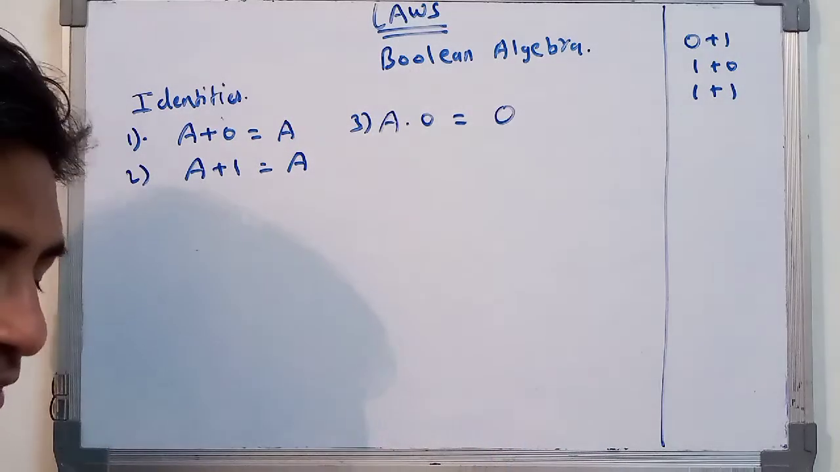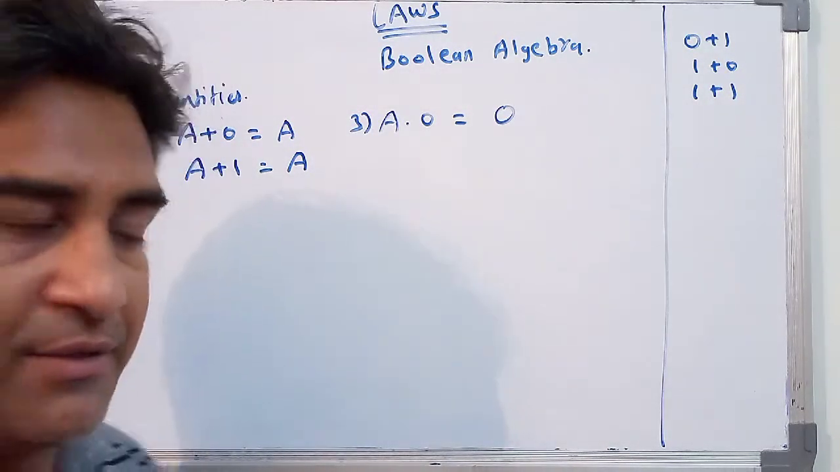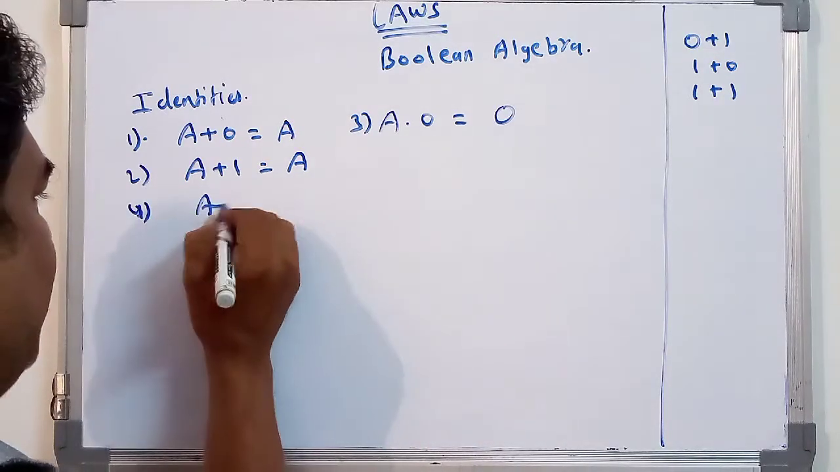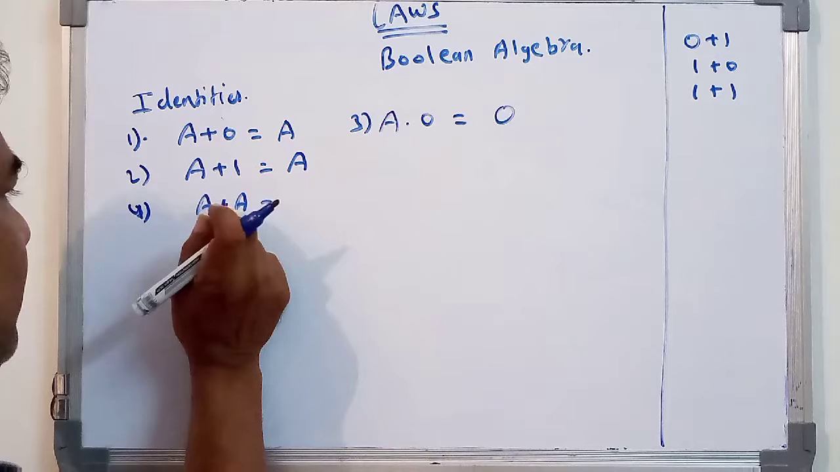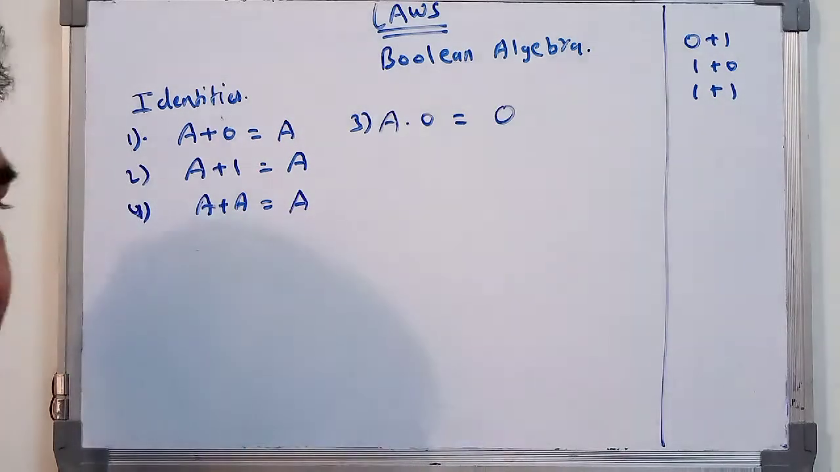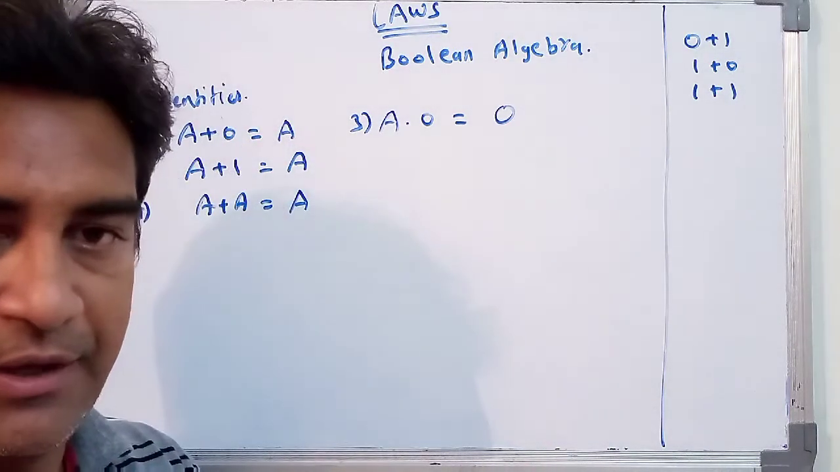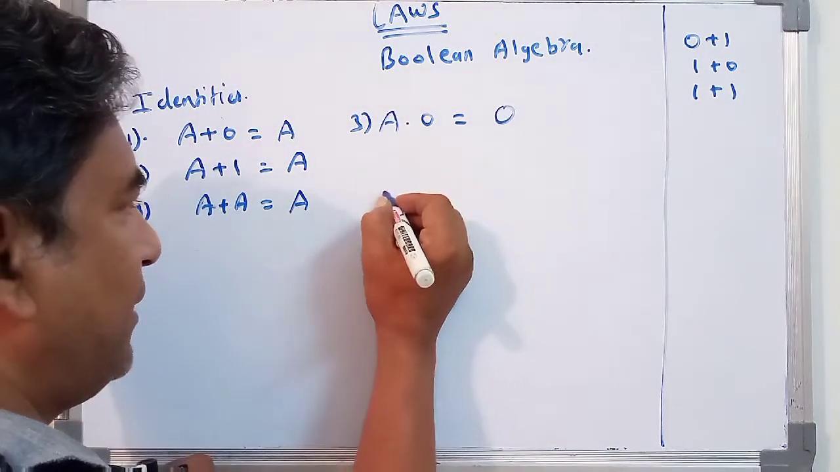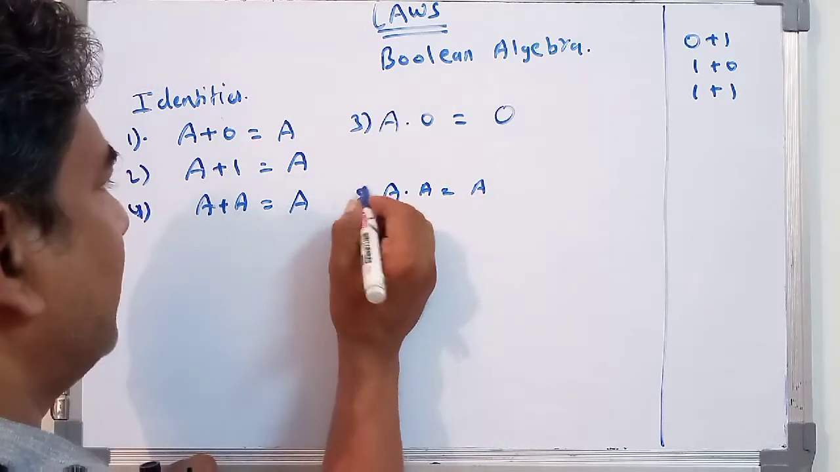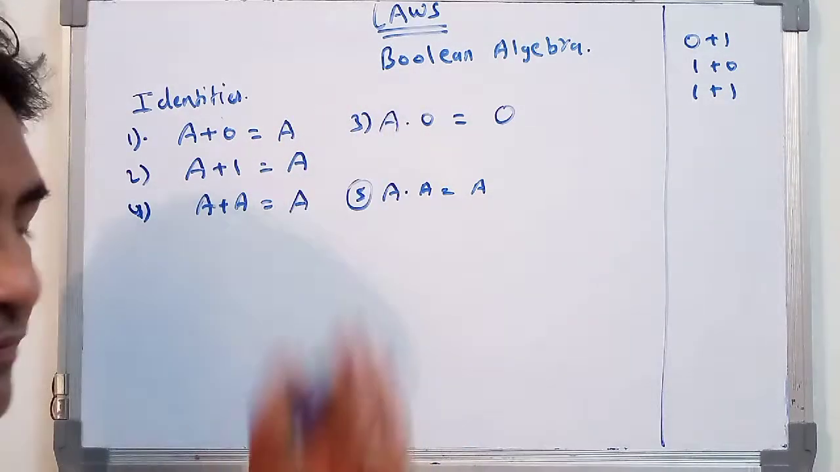Okay students, now the fourth identity is A plus A is equal to A, you again get the value A. Now in this A plus A is equal to A, it means that whenever you multiply A dot A, you will also get A. That is the fifth identity you consider.